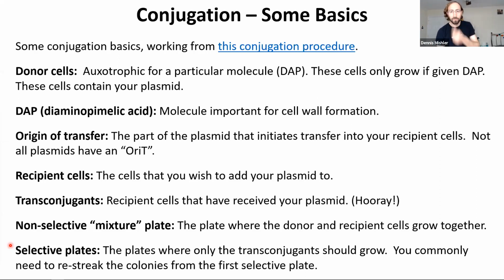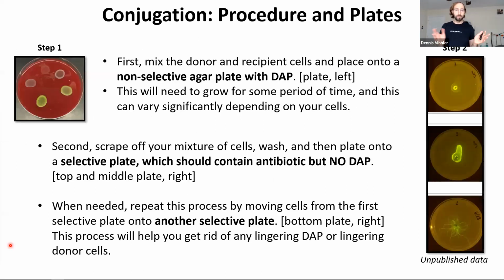Okay, so let's talk about the two real steps in conjugation. So this really comes down to two steps. There's a little bit of prep time for each step, but there's really just two. The first step, step one right here, you got to mix the donor and recipient cells and place them on the non-selective agar plate with DAP. In this condition, what happens is that the donor and recipients, as they're growing next to each other, hopefully make contact and exchange the DNA. Since there's DAP present, the donor cells can grow, and since there's no antibiotic present, the recipient cells, with or without the plasmid, can also grow.